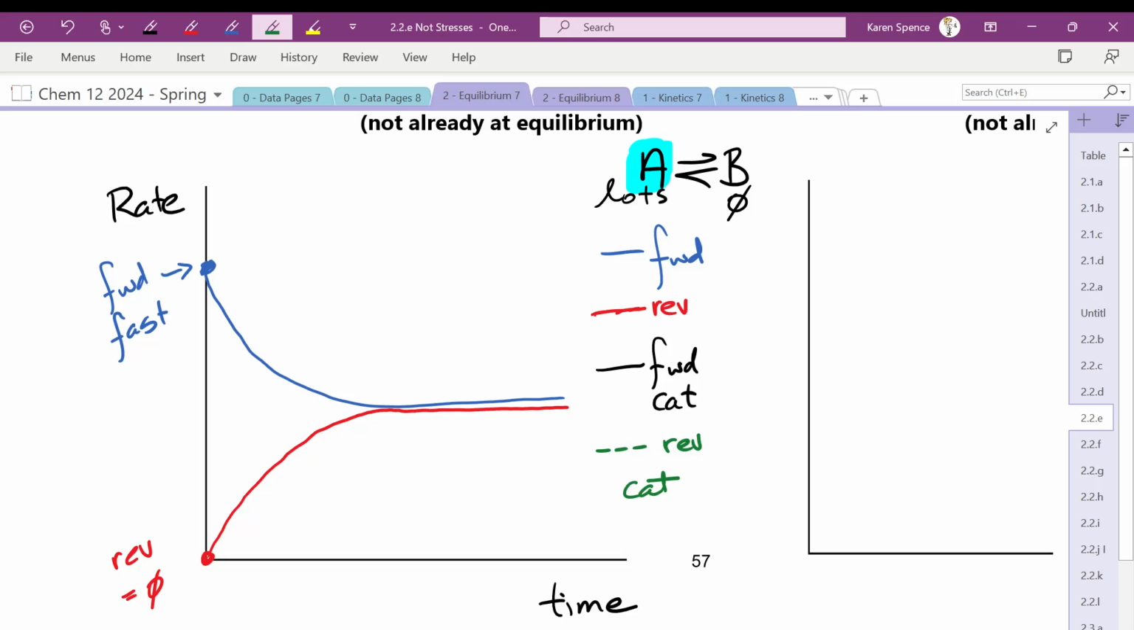What would happen to our initial reverse rate? It's still 0. What would happen to our initial forward rate? It would increase. So we should have now forward catalyzed. Reverse catalyzed.